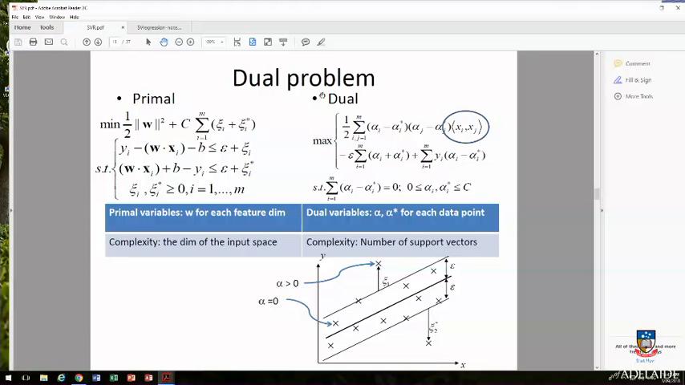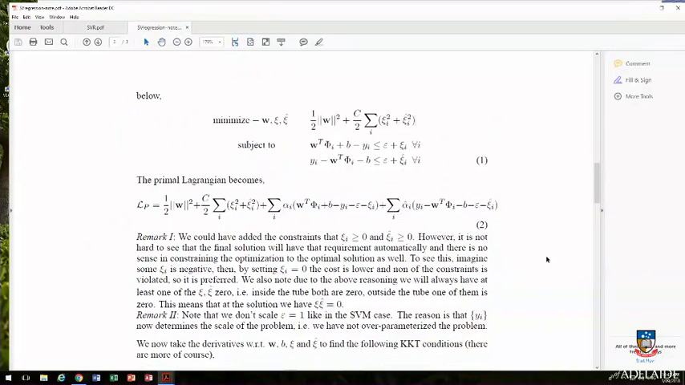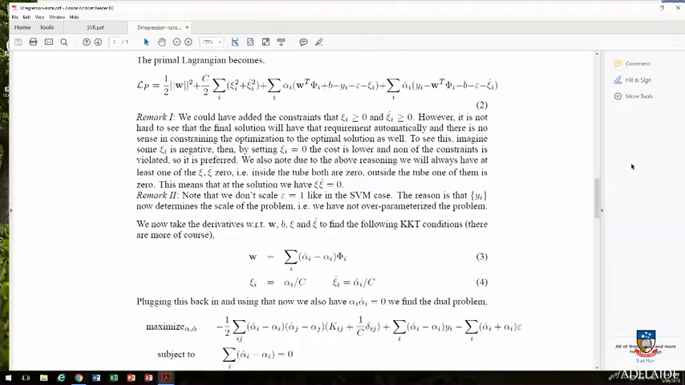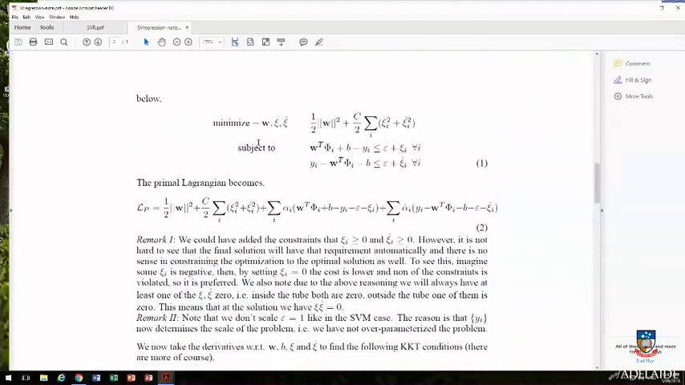I uploaded this note to the course website. You should check it. Here, in this note, this should be minimized. This does not read minus w hat. This should be underneath. These are the variables. So this is the objective function.